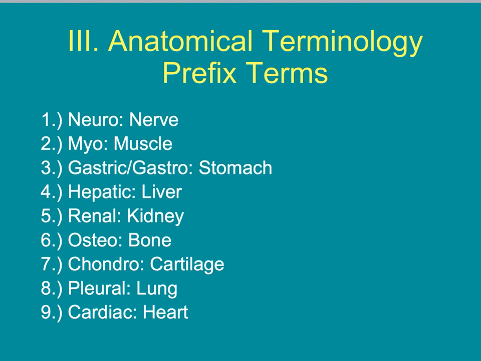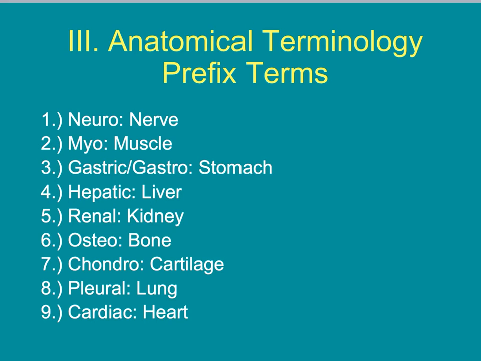Here we have prefixes. So for example, a neurologist, that is someone that is going to study nerves. Myo means muscle. Gastric means stomach. So if you're a gastroenterologist, you're somebody that actually studies medicine referring to the stomach or the abdominal region.